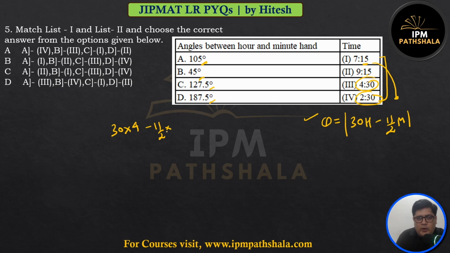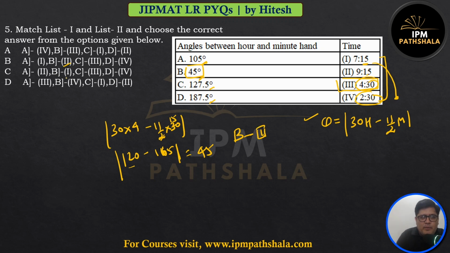So 11 by 2 into 30. This is 120 minus, this is 11, this is cancelled, 15. 15 into 11 is 165. So 120 minus 165 in modulus is 45. So at this time, the angle is 45 degrees. So B must match with 3. B matches with 2, B matches with 1, B matches with 4, B matches with 3. This is the answer. We don't need to be bothered about the others.